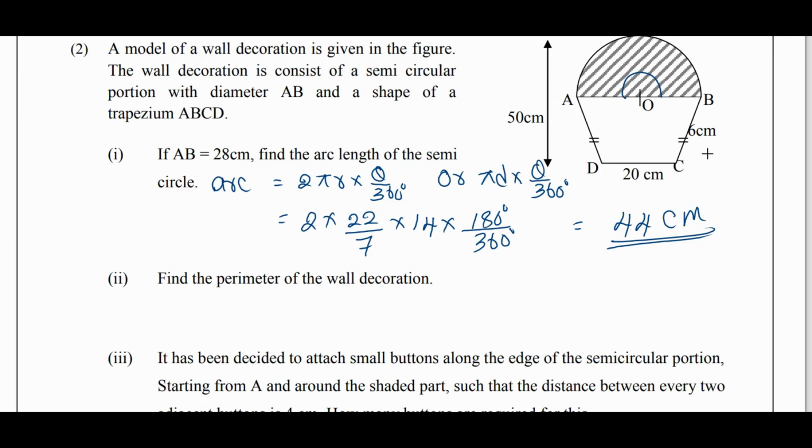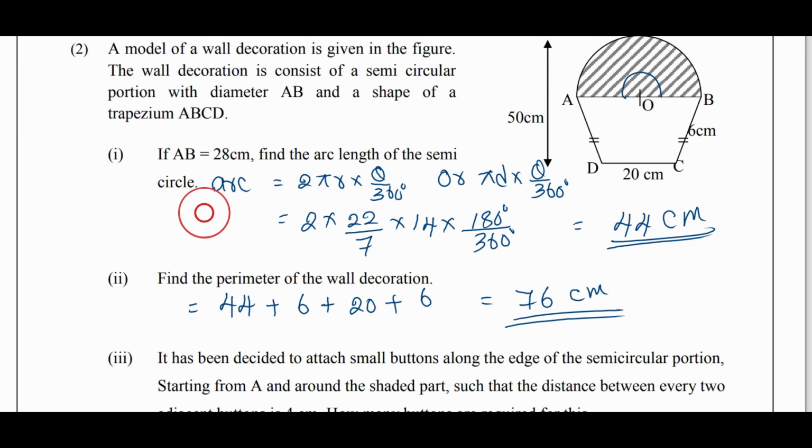The total outer edges will be the perimeter. Then perimeter should equal, we know the AB part is 44, we have calculated before, plus adding this BC part 6, plus adding this 20 part 20, plus adding this AD part again 6. Adding those values, it will be 76 centimeter as the total perimeter. That's also an easy part. Let's try question number 3.